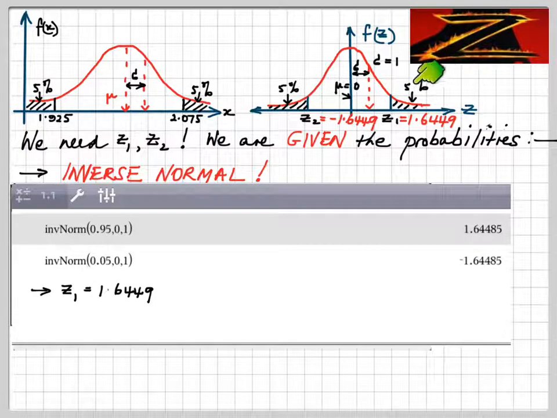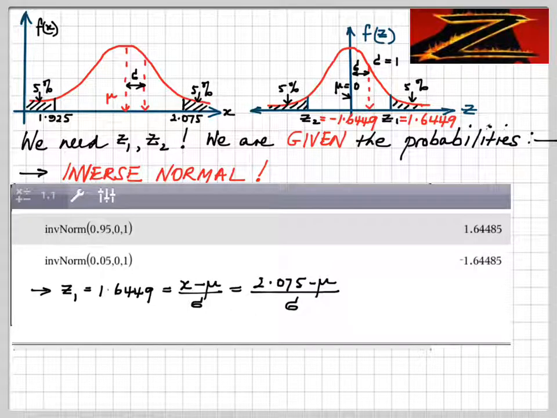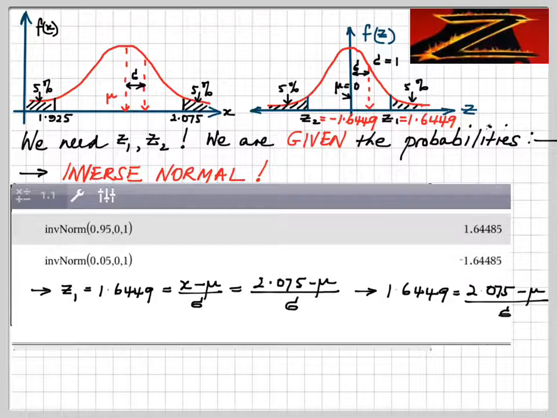Where am I? There, okay? That's this one, and that equals, of course, x minus mu over sigma, doesn't it? Well, the x value was, what was the x value? Come on, what was it? Yes, it was here. 2.075, right? There it goes. Let's just rewrite that out all properly for us. I'm going to call that equation 1.